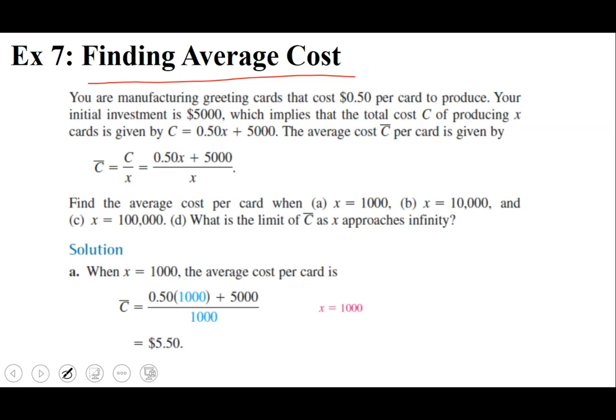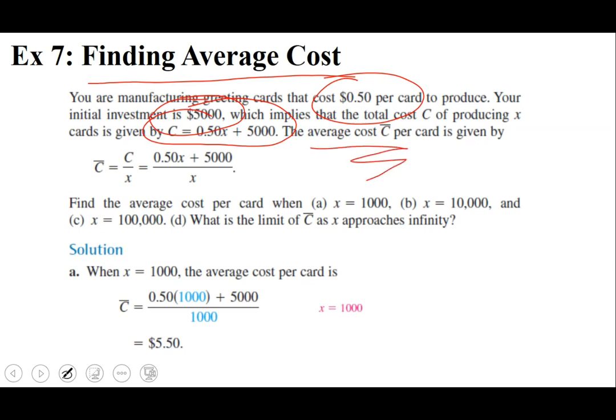So suppose you're manufacturing greeting cards and they cost 50 cents each to produce, but you have to invest $5,000 in the machine and the paper and the ink and all that kind of stuff. If you are trying to figure out the total cost of making your cards, it would be 0.5x plus 5,000, essentially y equals mx plus b, the y-intercept being 5,000, and then 50 cents per card.